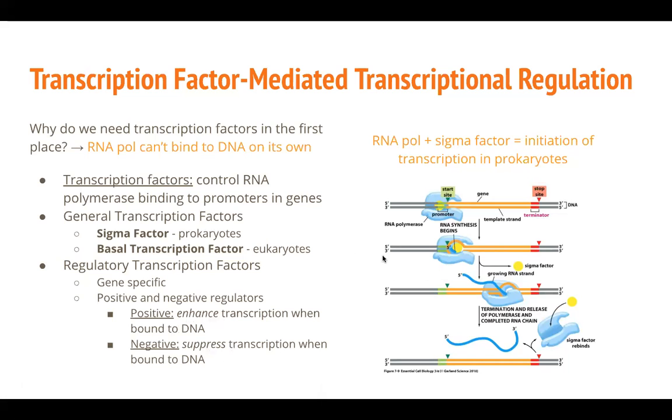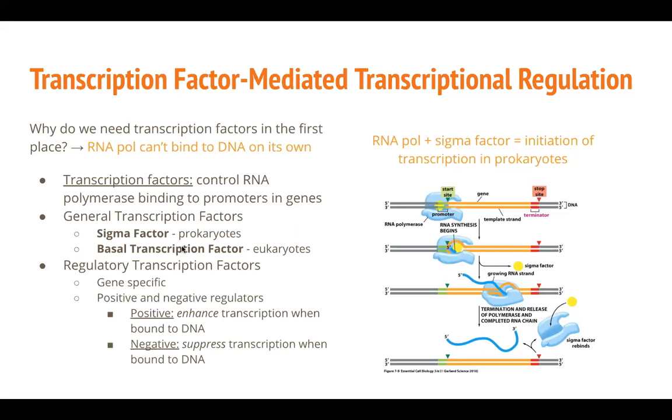So the main takeaway that you should remember from this is that RNA polymerase plus a sigma factor in prokaryotes leads to the initiation of transcription in prokaryotes. And in eukaryotes, it would be RNA polymerase plus the basal factor for general transcriptional regulation. If you're going to be specific, then it would be regulatory, but Laura likes to focus a lot on sigma factor, especially in her questions on the exam.